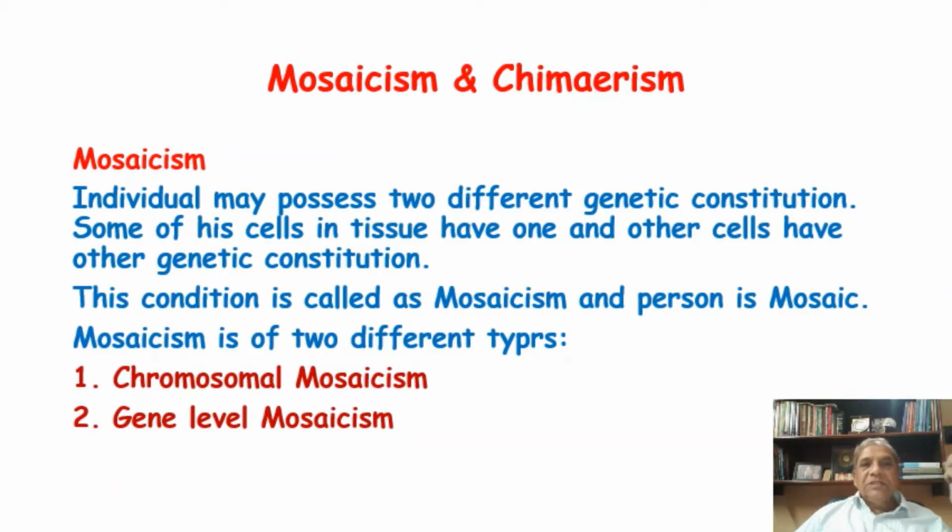Now, mosaicism is of two different types. The first type is called chromosomal mosaicism, in which two different constitutions of chromosomes are present in a person. The second type is gene level mosaicism, where the genes are different. Two cell lines with two different gene constitutions are present. Let us see the detail first of chromosomal mosaicism.